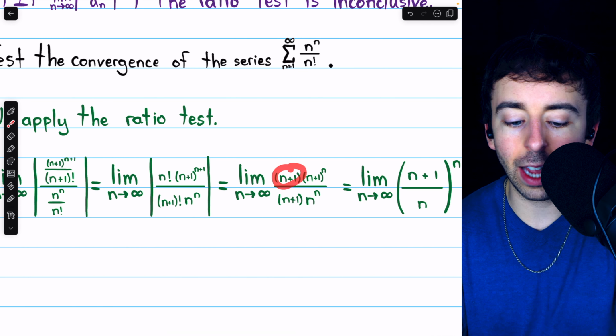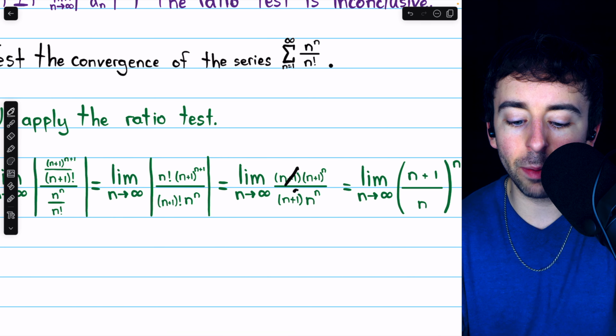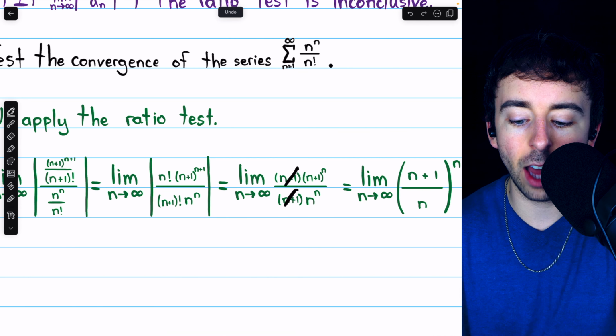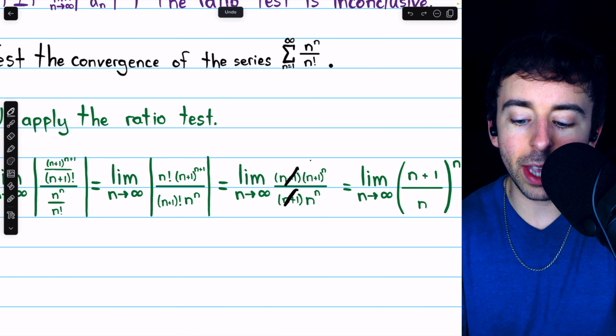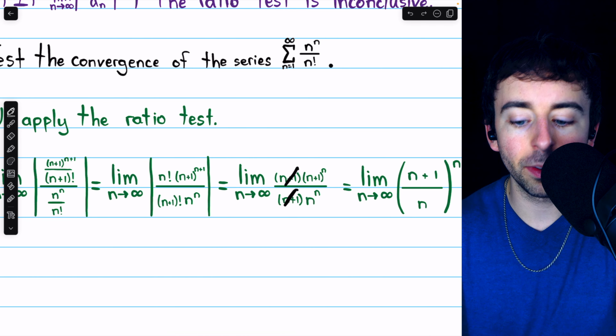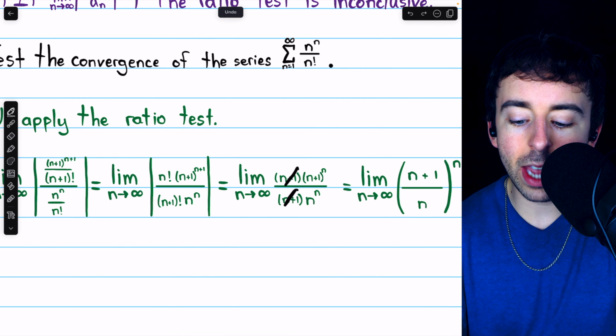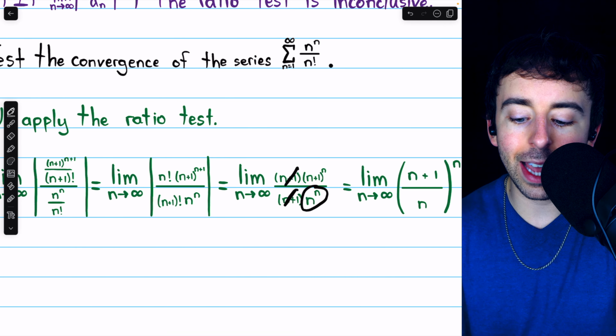The n plus 1 that we took out, we can cancel with the n plus 1 which would remain in the denominator. We also, of course, have n to the n in the denominator. We also drop the absolute value because all we have here are positive integers. So doing that cancellation, we have n plus 1 to the n divided by n to the n.